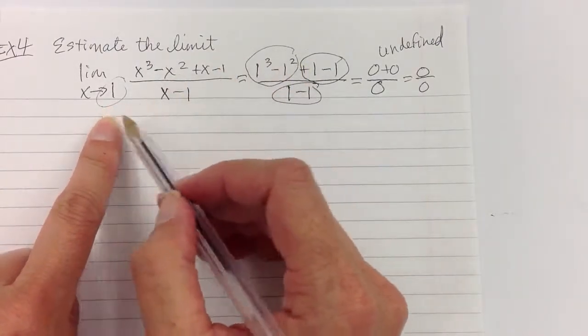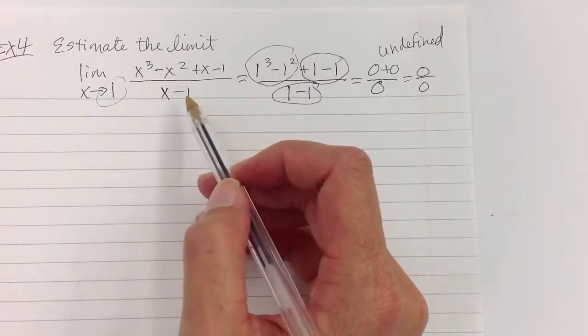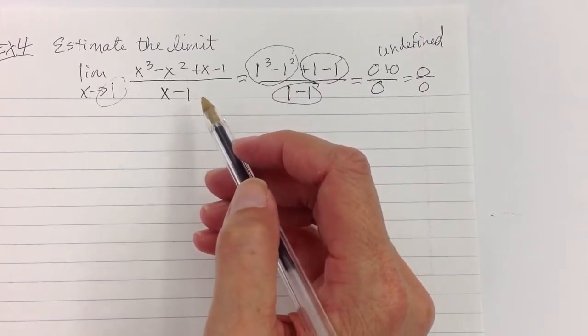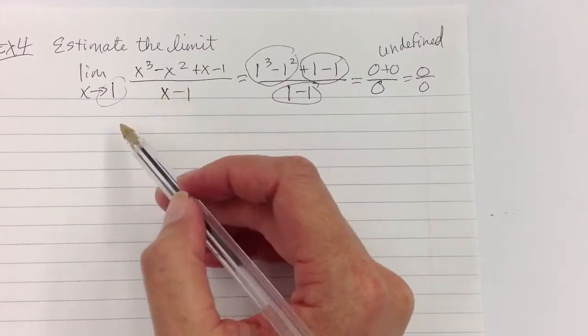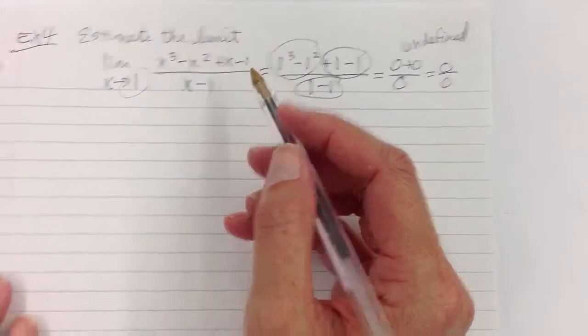But there's stuff going on. Does it mean that there's not a graph? No, there's still a graph, right? So we can look at what's happening to the left of 1 and to the right of 1 to find the limit. So that's what we're going to do.